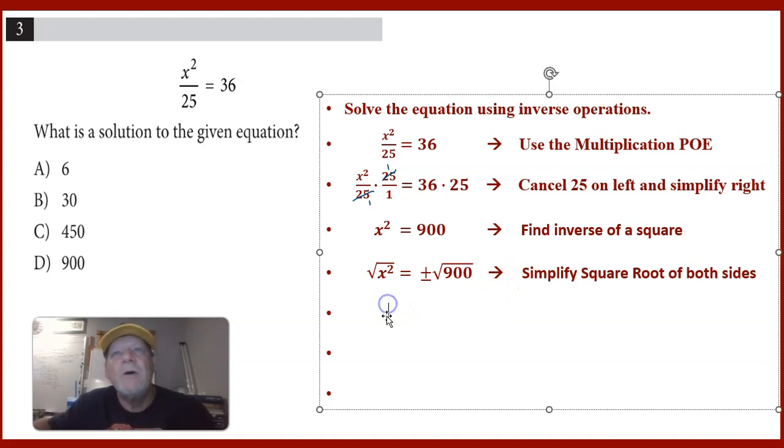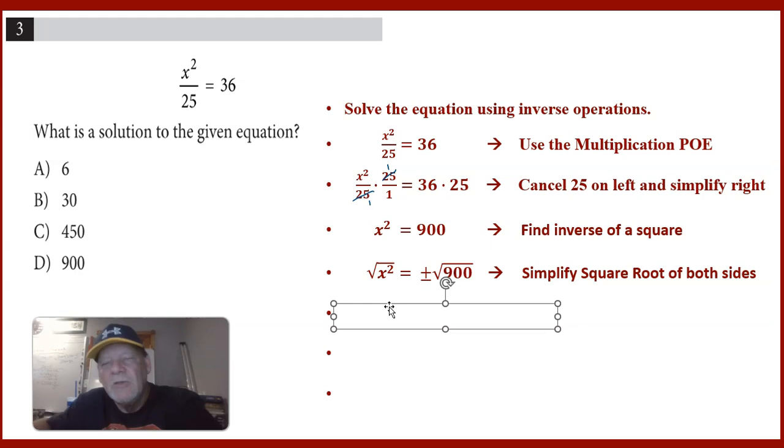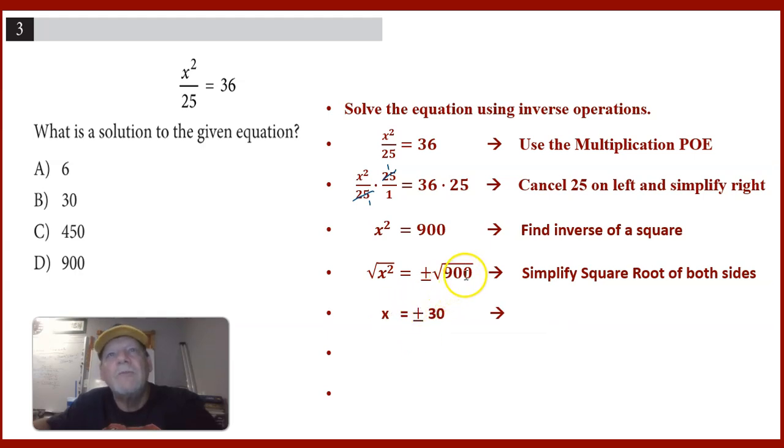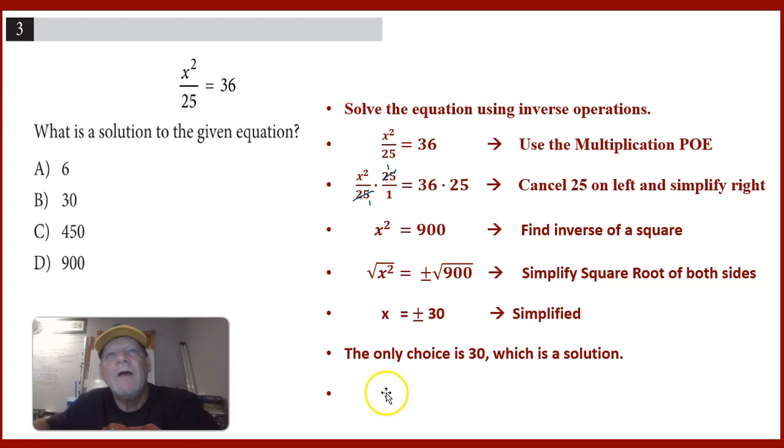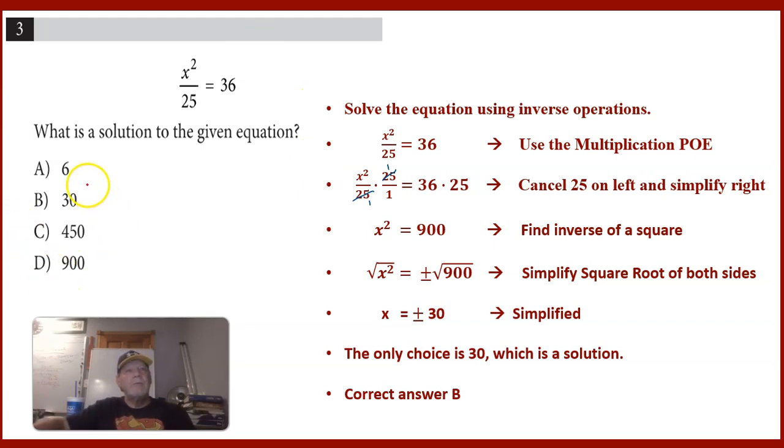And then I simplify both by taking the square root. Square root of x squared is x. Square root of plus or minus 900 is plus or minus 30. And that is simplified. So the only choice is 30, which is one of the two solutions. So it is correct answer B. Hopefully you're able to get that one right as well.